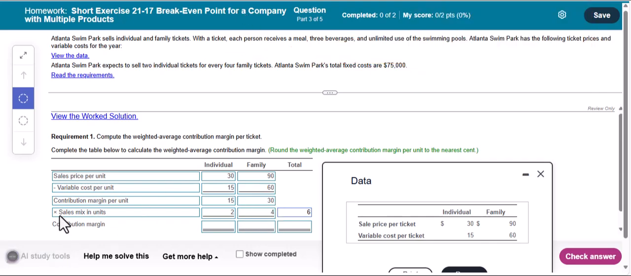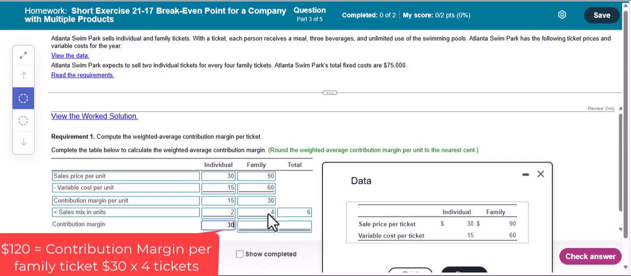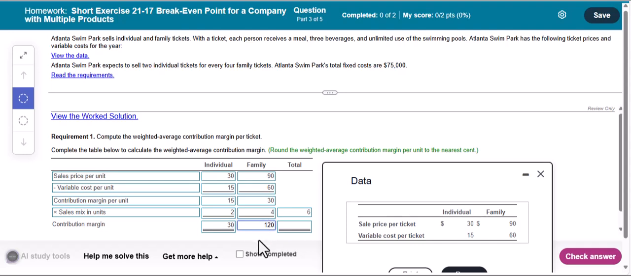Now for the contribution margin, we take the contribution margin per unit for individual and for family, and multiply each by its sales mix in units. That's 15 times 2 for the individual, so a contribution margin of 30. Then we have 30 times 4 for the family tickets. So let's have a look. That's going to be 120. And then we can add those for a total contribution margin of $150.